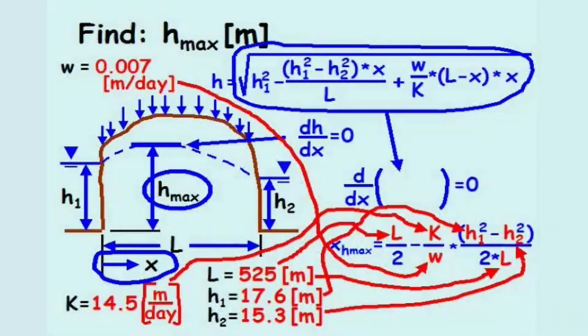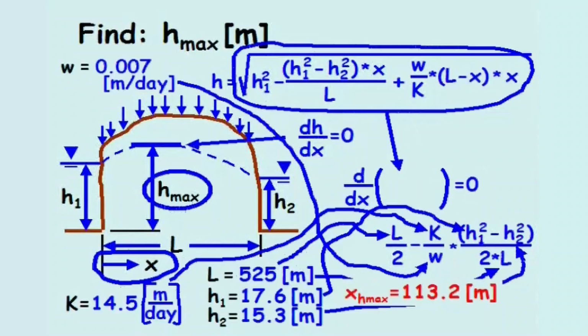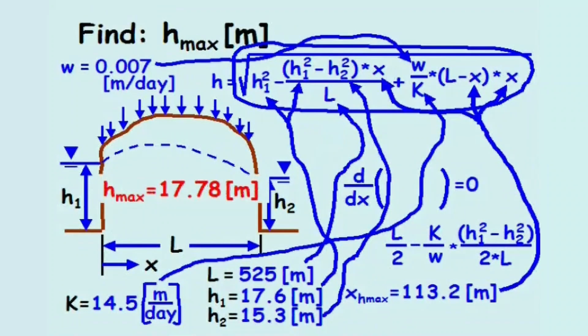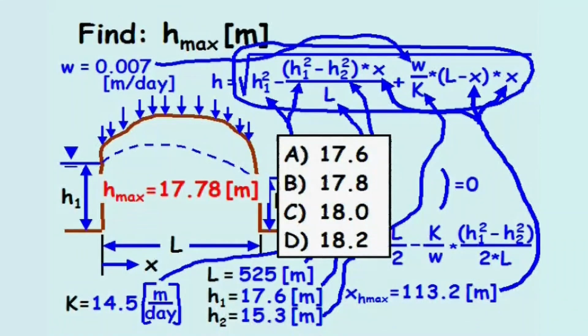The known values of L, K, W, h1, and h2 are plugged in, and we compute the horizontal distance from the left bank to the groundwater divide to be 113.2 meters. Now that we know the appropriate value for x, it can be plugged into the equation for the height of the groundwater table in addition to the other known variables. And the maximum groundwater height equals 17.78 meters. Looking back at our possible solutions, the answer is B.